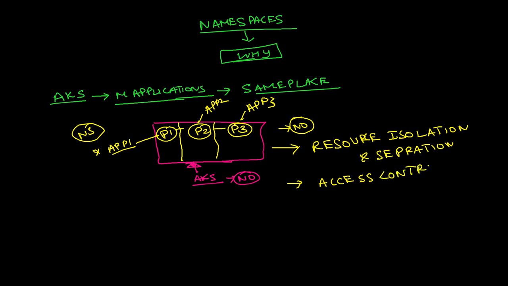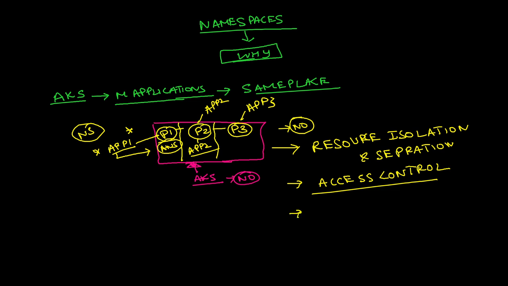control. Okay, so in this case, whoever owns application 1, we are good to provide the application 1 namespace access. So they will only see the pods related to application 1. They won't be able to see any pod related to application 2. And the same thing applies for application 3 too. So we are good to implement the access control.